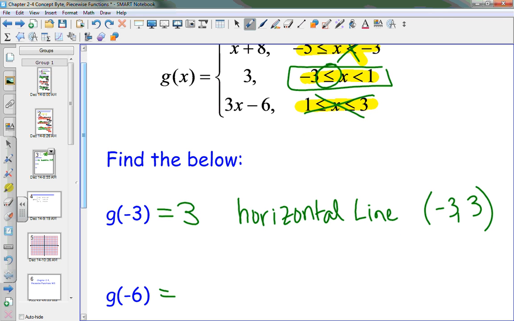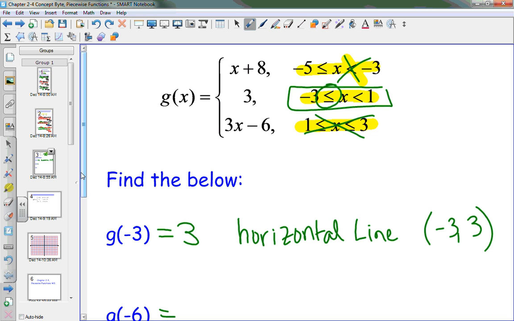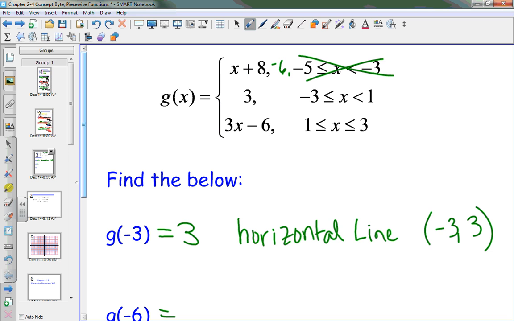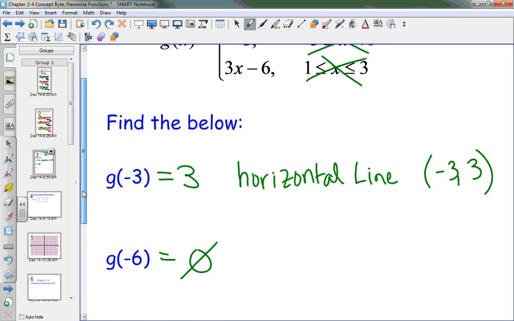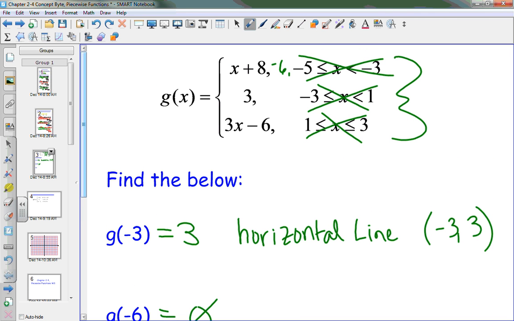The next one is negative 6. Well, same concept again. Where's negative 6? Is negative 6 between negative 5 and negative 3? Well, no, because negative 6 would be down here, so I can't use that one. Is it between negative 3 and 1? No. Is it between 1 and 3? No, it's not in there. So what does that mean? Can I use this value? Well, no. That means there's no solution there because I have nothing to plug into. It's not defined there because it doesn't fit into any of my restrictions. Since it's not in any one of those, it automatically means there's no solution.